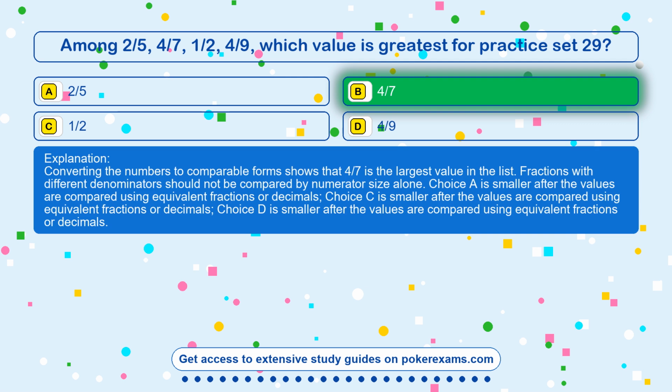Converting the numbers to comparable forms shows that 4/7 is the largest value in the list. Fractions with different denominators should not be compared by numerator size alone. Choices A, C, and D are smaller after the values are compared using equivalent fractions or decimals.